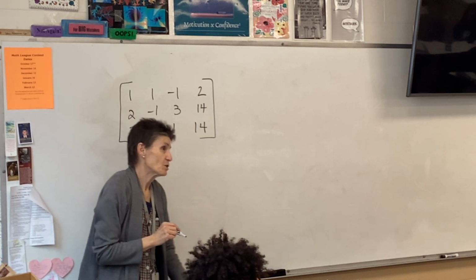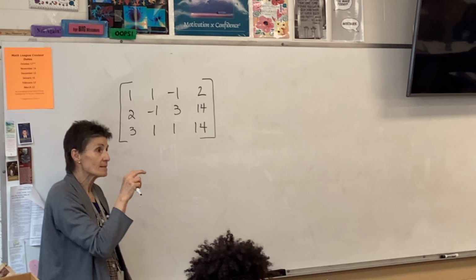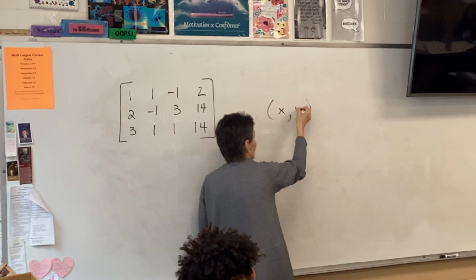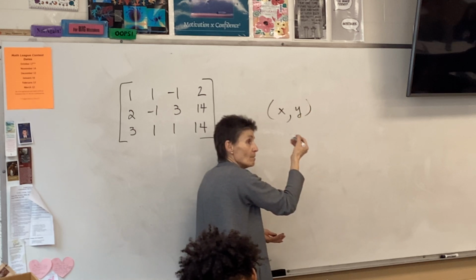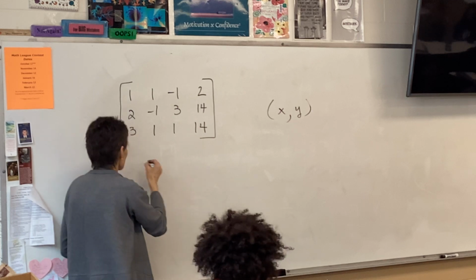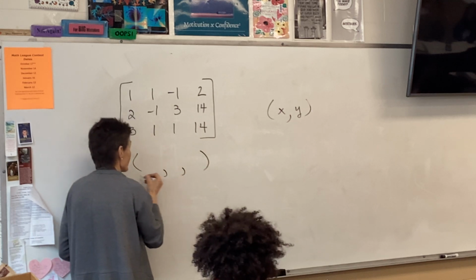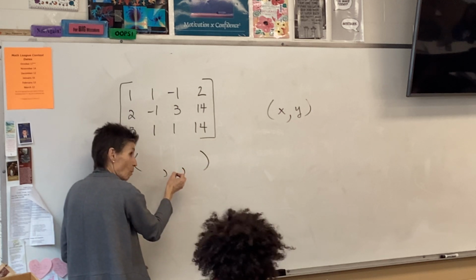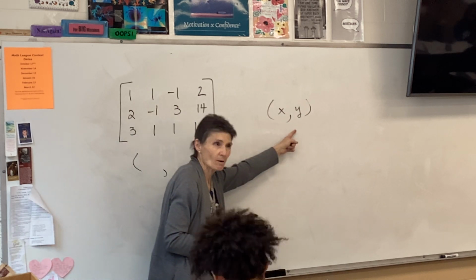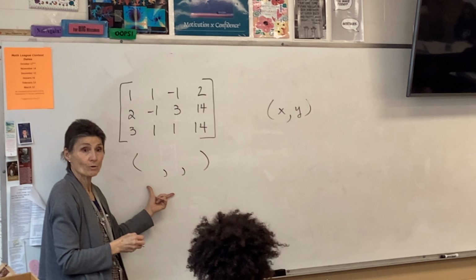The problems that we just did had X's and Y's, and our answer came out to be X and Y. These have X, Y's, and Z's, so your answer is going to come out to be an X, a Y, and a Z. That's called an ordered pair. This is called an ordered triple.